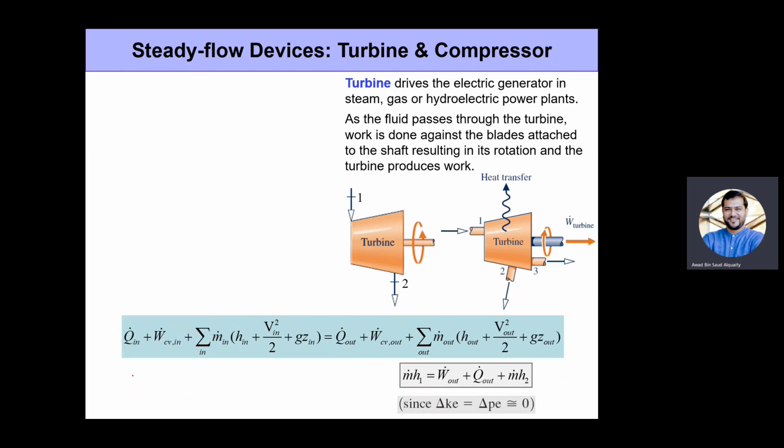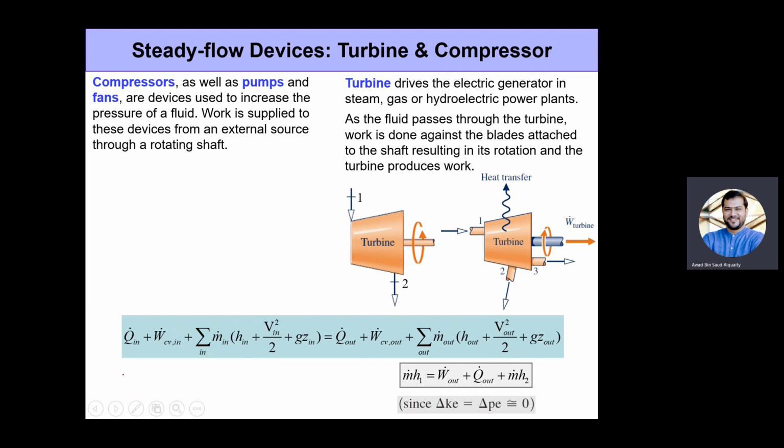Now, when we talk about compressors, well, compressors are also called by some other names, such as pumps and fans. When we talk about compressors in general, or even pumps, the whole purpose of these devices is to increase the pressure of a fluid. The whole purpose is simply to increase the pressure, and therefore you need to supply some work into these devices. So they take a work input. In a compressor, there is no work output. There is work input. On the other hand, for a turbine, there is no work input. There is work output. So the role of a compressor is simply to take some amount of work input and use it to increase the pressure of the fluid.